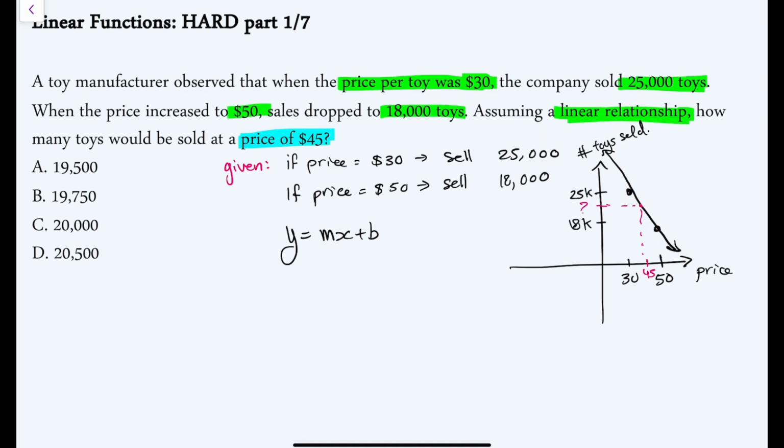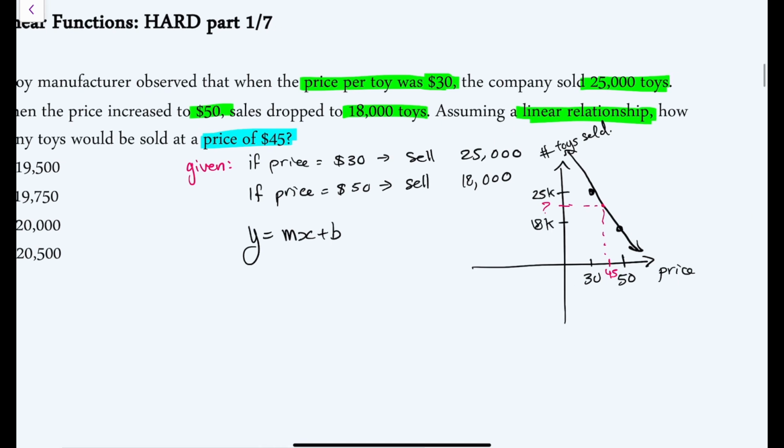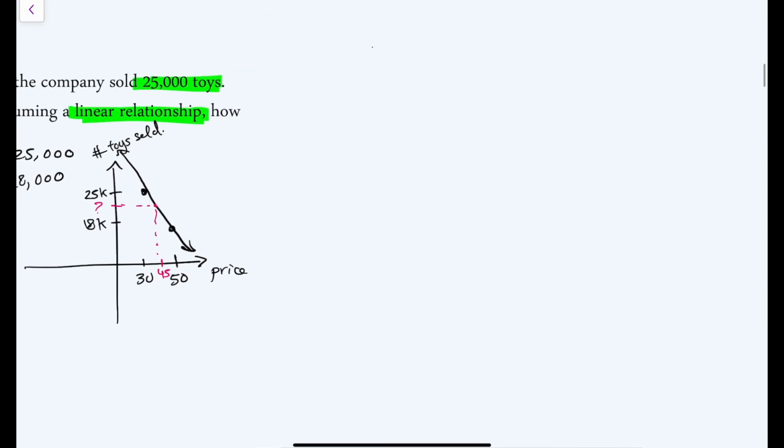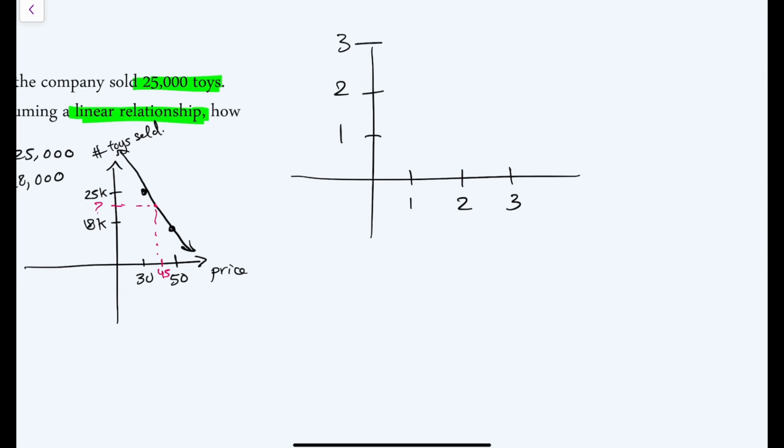Let's simplify this a little and use smaller numbers, because big numbers really make things more complicated. What if I told you that we have 1, 2, and 3 on both axes, and a graph that goes through 1, 1 and 3, 3? Then I asked you, what is y when our x value is 2? Let's pretend we didn't know.